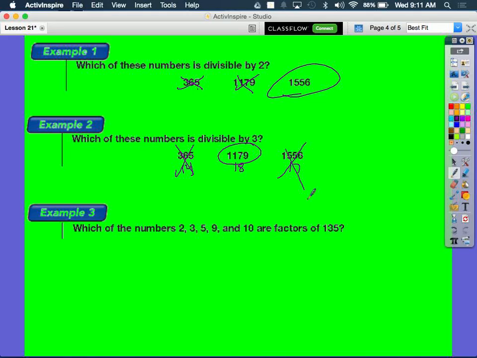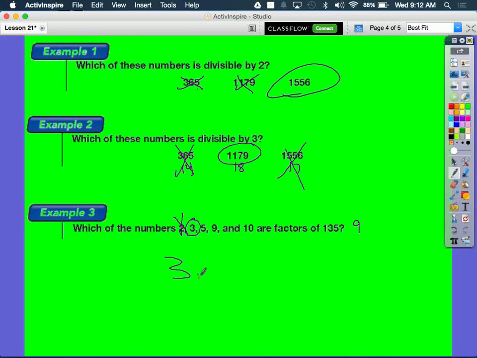Example 3 says, which of the numbers 2, 3, 5, 9, 10 are factors of 135? Okay? So for 2, we're going to look and see if the last digit is even. Is the last digit even? No, it is not. So 2 is not going to work. Okay, now 3, I need to add up my digits. 1 plus 3 is 4, plus 5 is 9. 9 is divisible by 3, so 135 is divisible by 3.